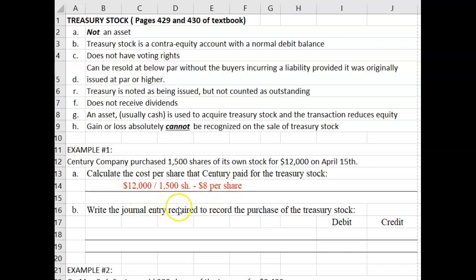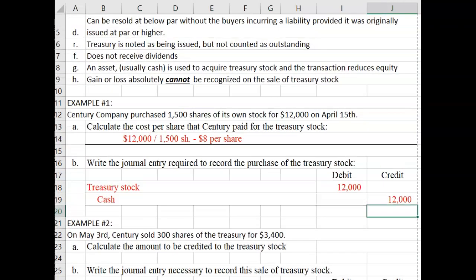Now let's write the journal entry required to record the purchase of the treasury stock. Debit treasury stock, $12,000. Credit cash, $12,000. Next transaction. On May 3rd, Century sold 300 shares of its treasury stock for $3,400. Calculate the amount to be credited to the treasury stock account.